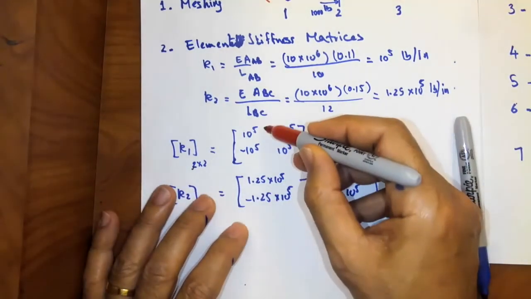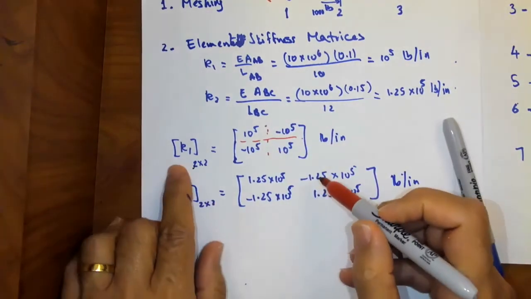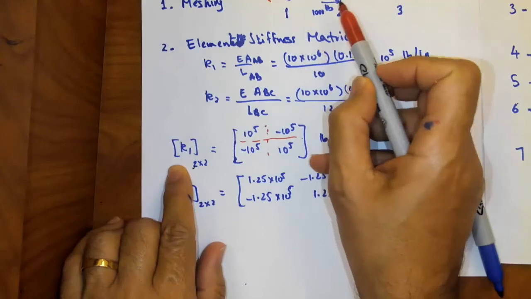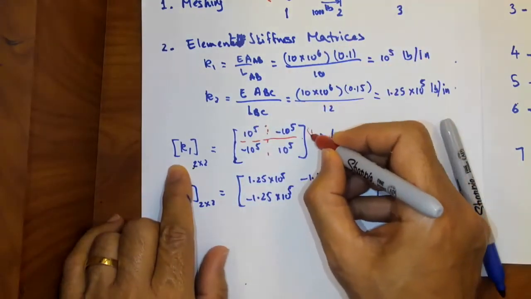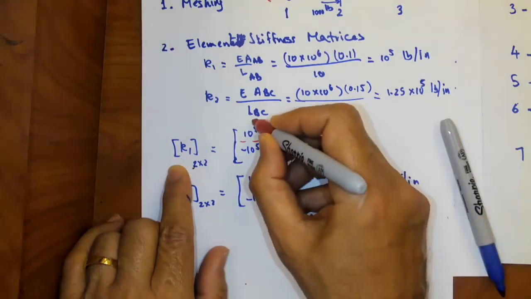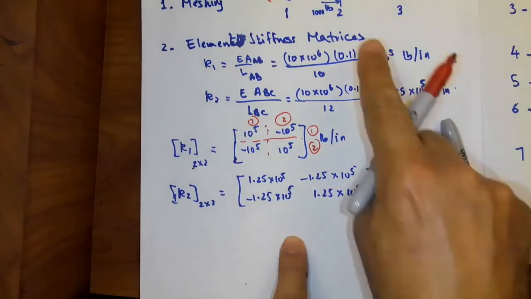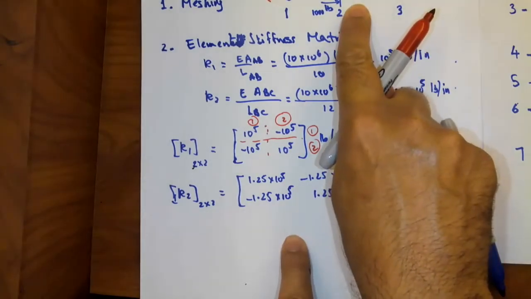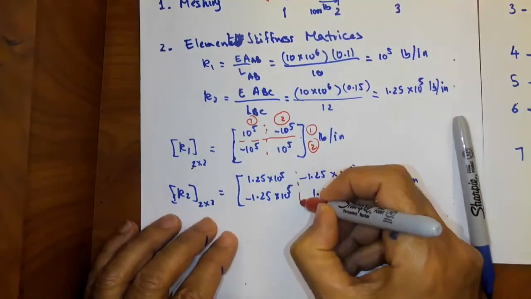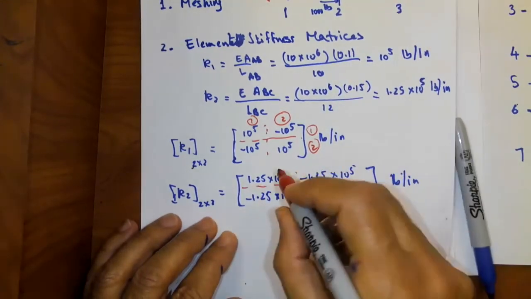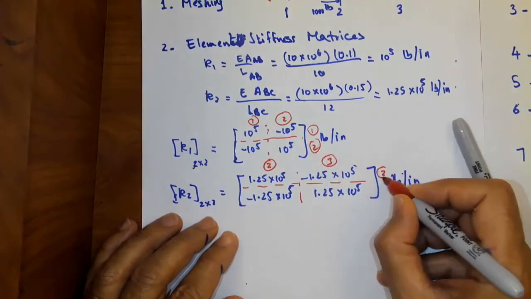Just to remind you, this element stiffness matrix for element 1 extends between node 1 and node 2. So it corresponds to degrees of freedom 1 and 2, 1 and 2. And this element stiffness matrix for element 2 extends between node 2 and 3. So it corresponds to degrees of freedom 2 and 3, 2 and 3.